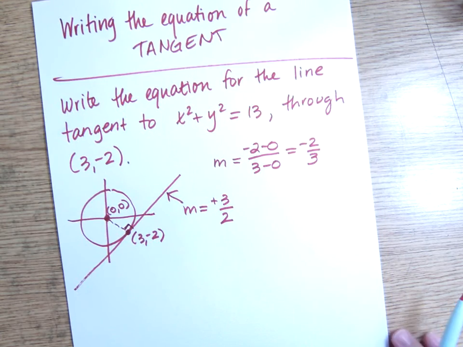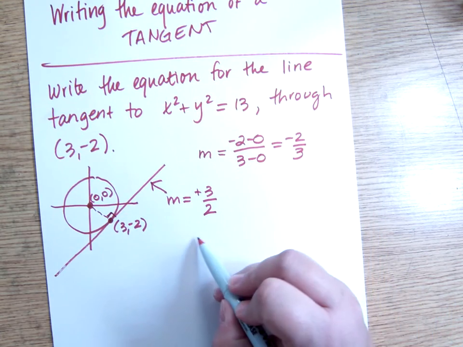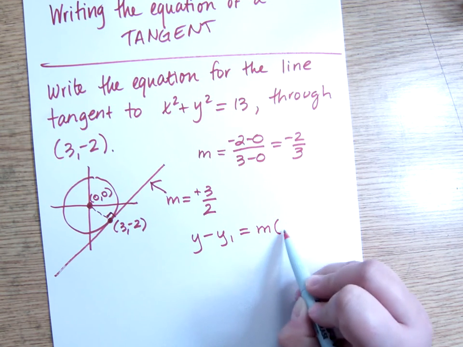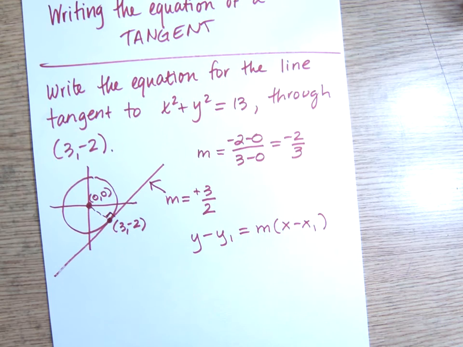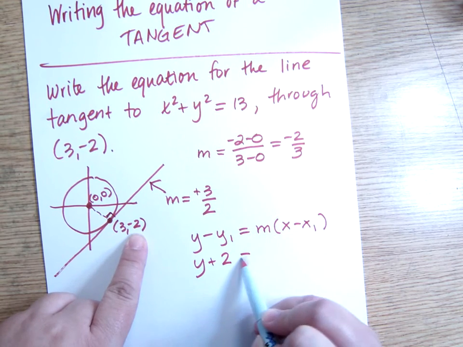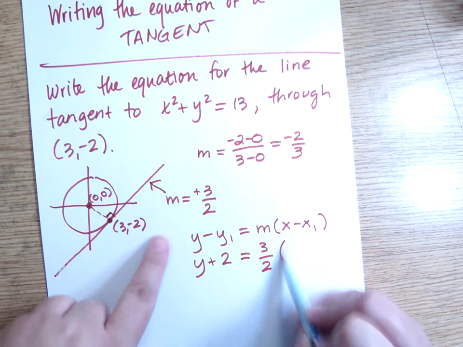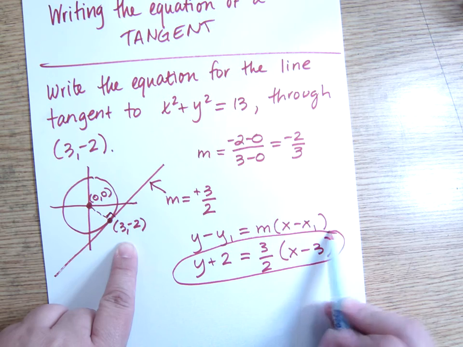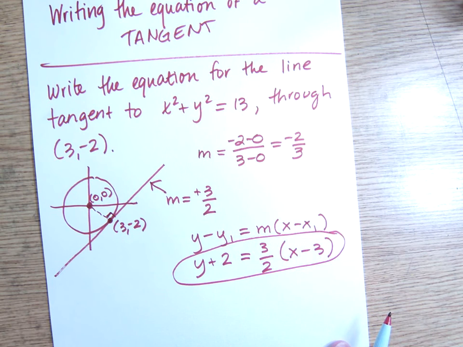And then I'm going to use point slope form to write the equation. So that's y minus y1 equals m times x minus x1. And that's y, goes through this point, plus 2 equals 3/2 times x minus 3. That's my answer. So that's all I have to do.